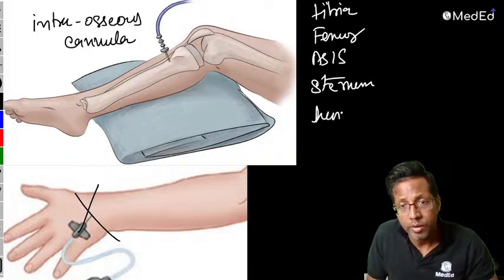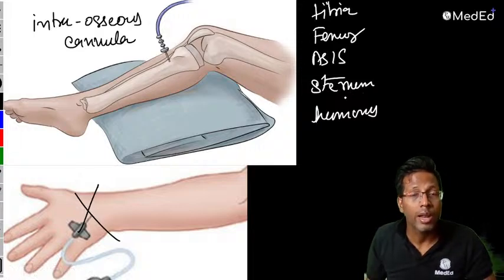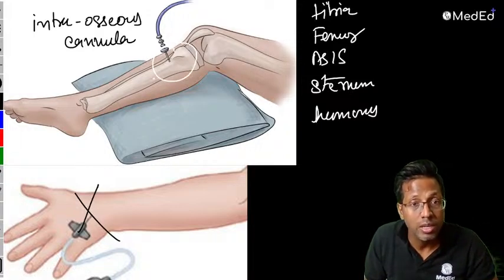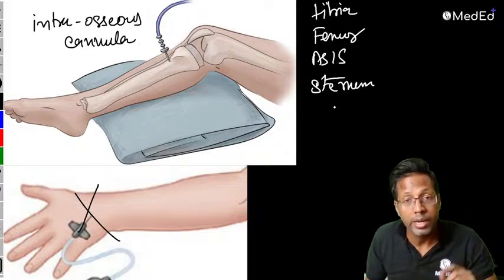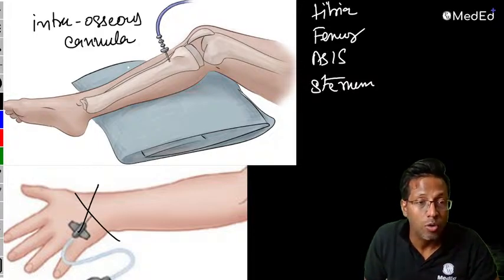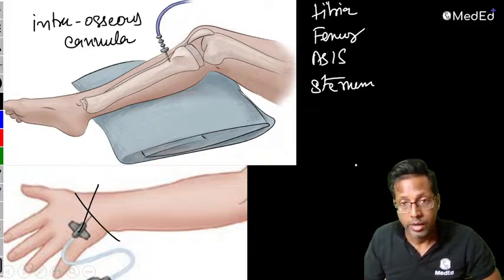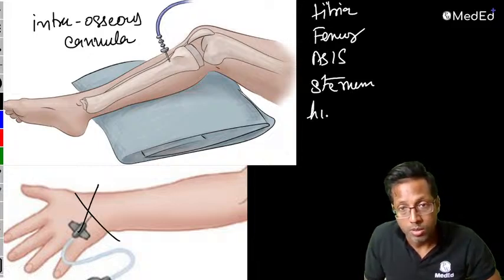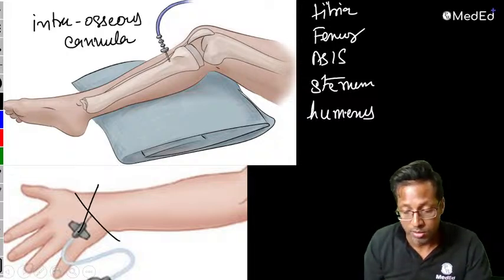And a lot of people have mentioned even humerus. So it is inserted inside the bone, and it gives you an access from where the medicines can be given in case of emergency. For fluid resuscitation and medicines can be given into the intraosseous line. So what you see in front of you is an intraosseous cannula. Okay, intraosseous, right? And humerus is what I wanted to write. So these are the places where you can put the intraosseous cannula in case of emergency.